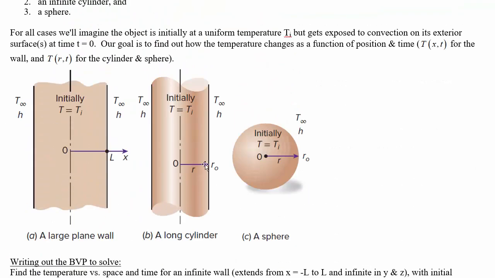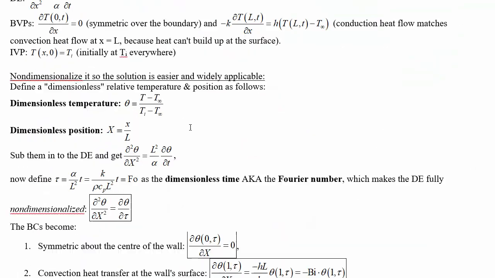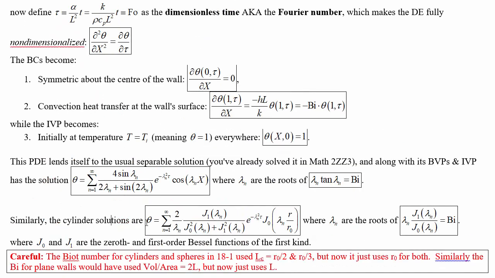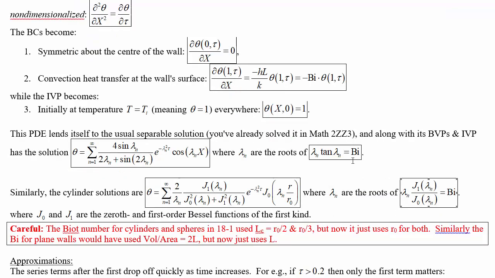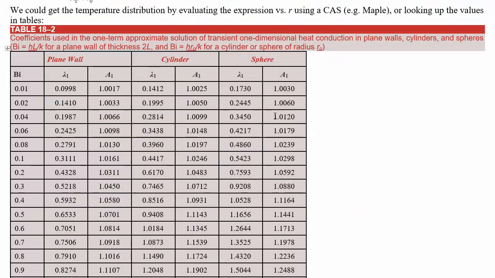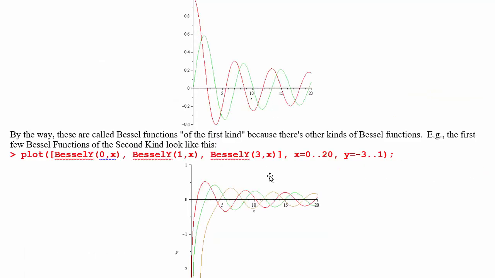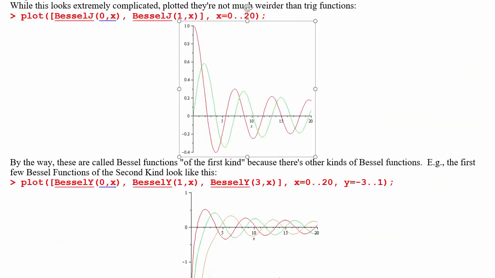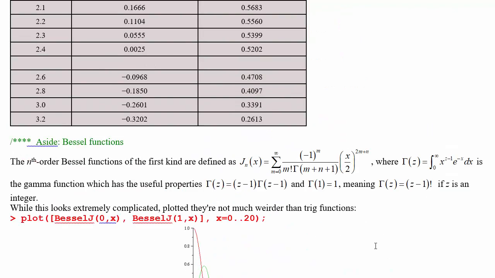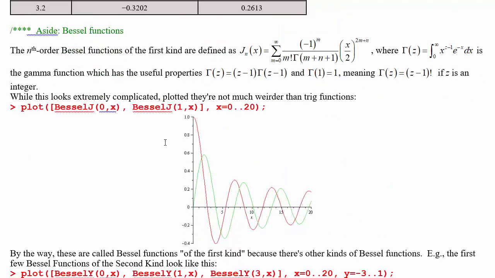If you had done it for the long cylinder, then you would have had a similar kind of solution process, except that now instead of the sine functions, you end up with Bessel functions in this setup, and the roots are also defined in terms of this Bessel function ratio. If you're not familiar with the Bessel function, it's another set of perfectly well-behaved functions. So we're looking at the Bessel J functions.